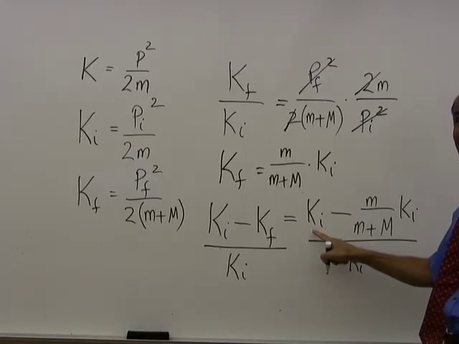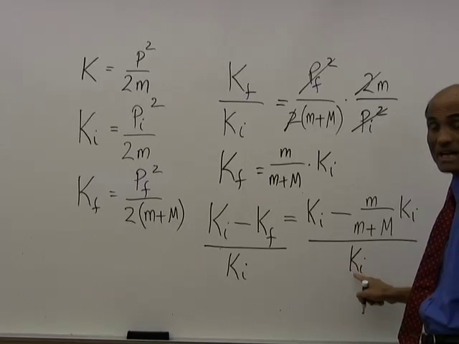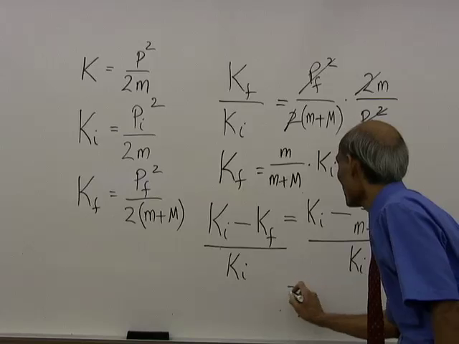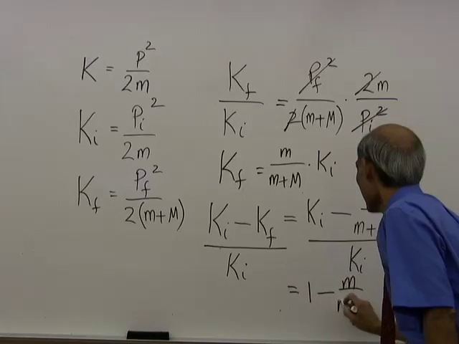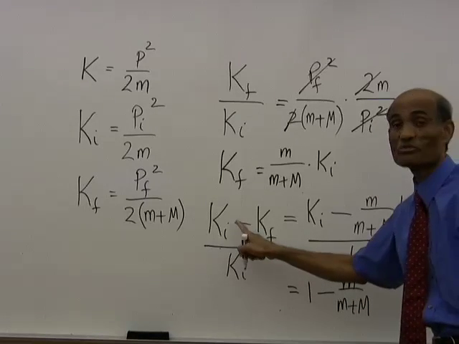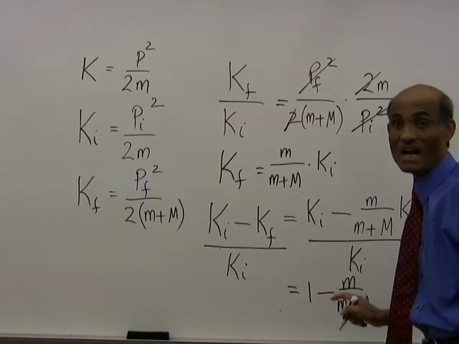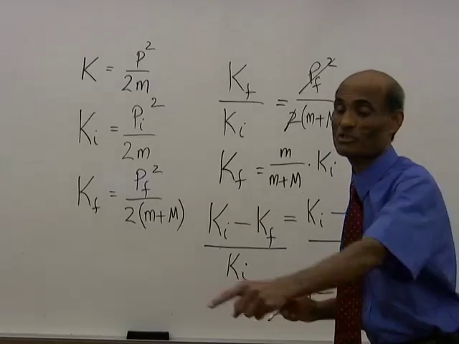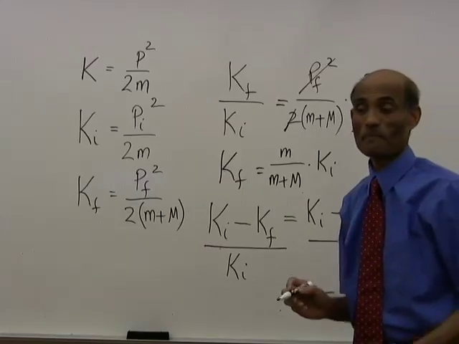You know here, on the numerator, Ki will factor out and cancel with this Ki. That will leave you with this quantity, namely 1 minus m over (m plus M). So this is the fractional energy lost. I want you to simplify it and make it into a good looking expression. In fact, you can answer the third question from here.